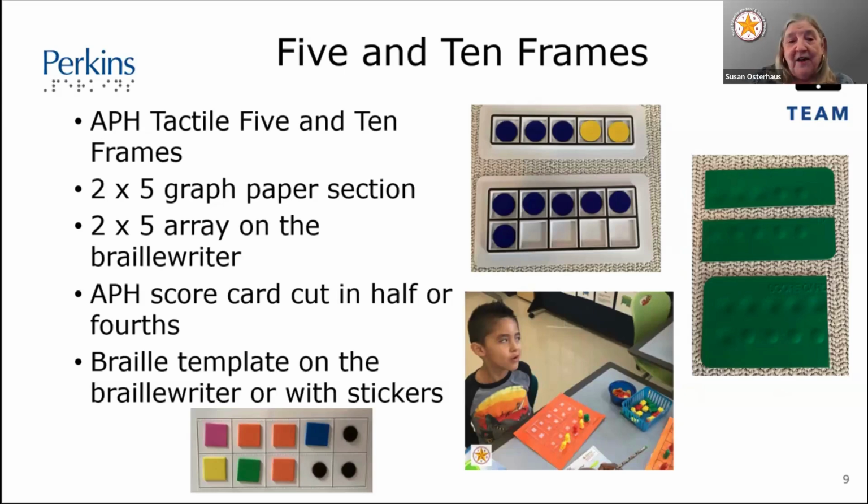You can use a 2x5 array on the Braille writer. You can have an APH scorecard cut in half or fourths. Way over there to the right, you can see those APH scorecards. As I said, they could be the 5 and 10 frame if that's what you need. And we have again a Braille template on the Braille writer or with stickers. We have a little boy with his own, whatever his teacher made for him, very similar. And I think those are the cute little teddy bears that he's using. Okay, what's next?